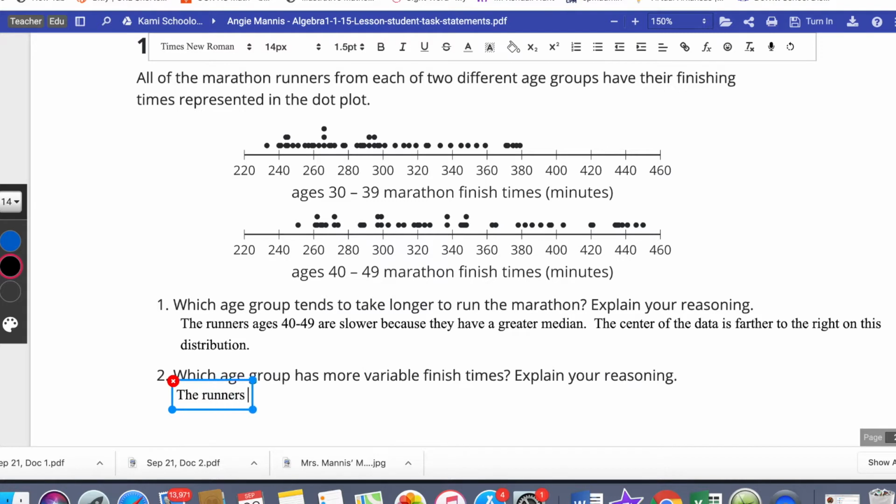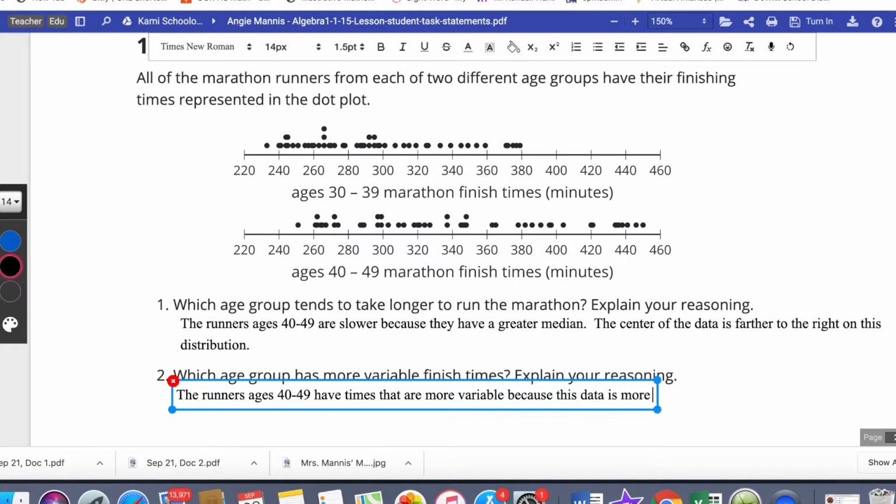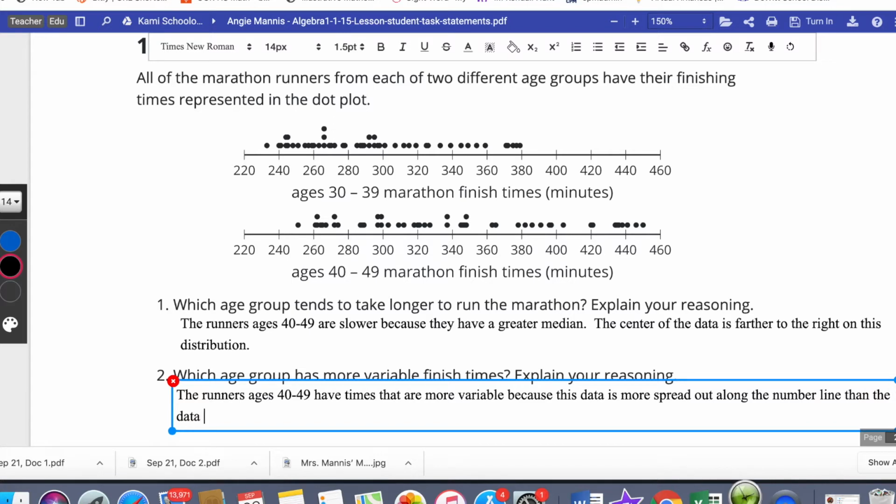So the runners ages 40 to 49 have times that are more variable because this data is more spread out along the number line than the data in the dot plot for ages 30 to 39. So we just said that age group 40 to 49, the data is more spread out than it is for the data in the age group of 30 to 39.